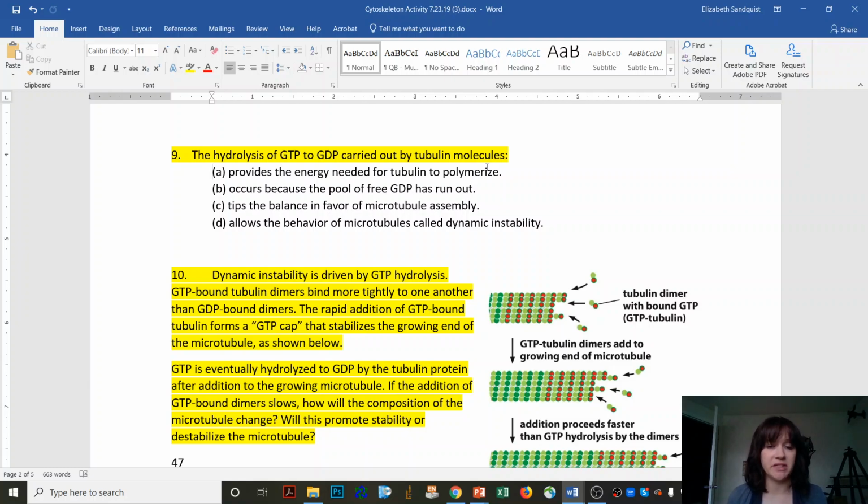Hydrolysis of GTP to GDP does not promote assembly. In fact, if anything, it promotes disassembly. And so the ability of microtubules to grow and then to shorten and to grow and to shorten is called dynamic instability. The reason it will fall apart is because GTP gets converted to GDP, all right? So the correct answer for 9 is going to be D. But make sure you understand why.